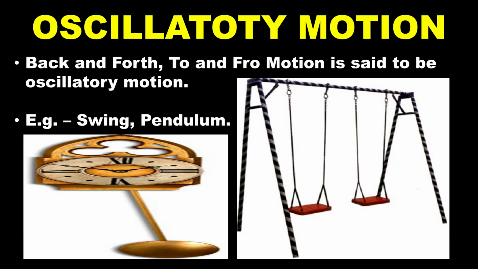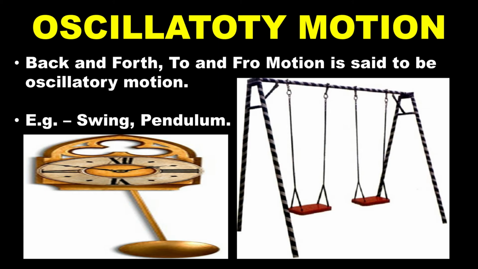Now next is oscillatory motion. Children, what is this? To and fro motion, repeated motion, back and forth, आगे पीछे, or we can say any sort of repeated motion, that is to and fro motion. In this park, आप imagine the scene of park, children swinging, जिसको हम हिंदी में पेंग बोलते हैं, झूला. तो swing is the common example of oscillatory motion.